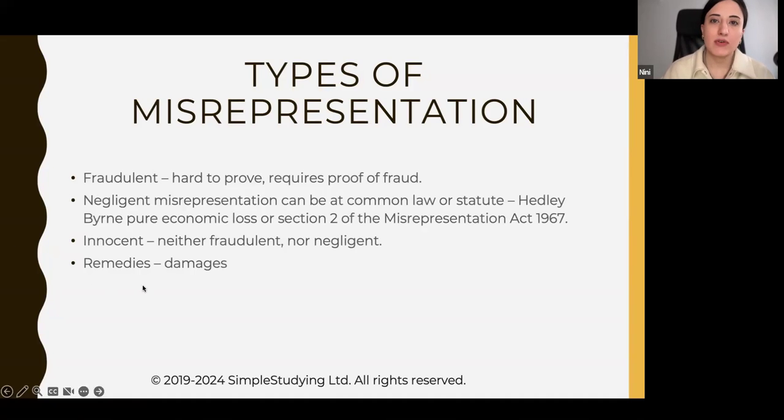And finally, talk about remedies. What are the remedies available? It could be damages, most likely. That's usually the most common remedy that you can claim for misrepresentation. But there could also be a termination of contract. So one of the remedies would be to terminate the contract.